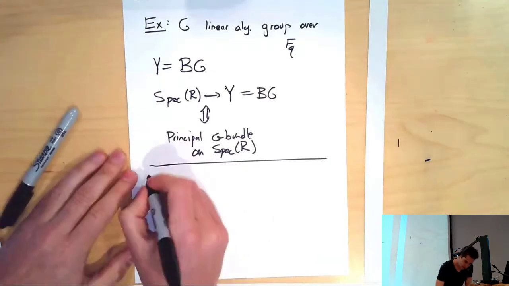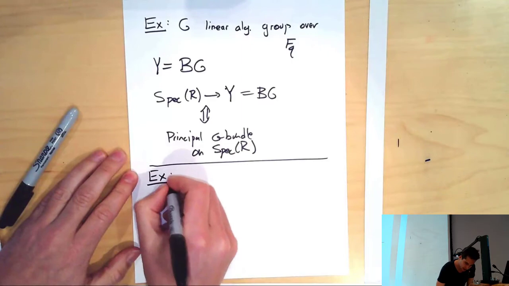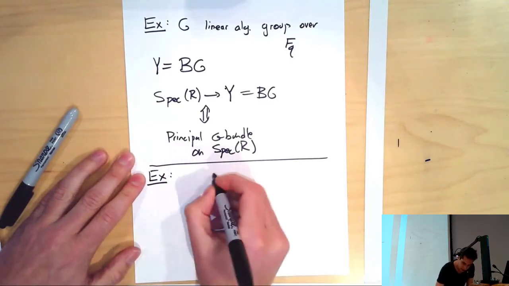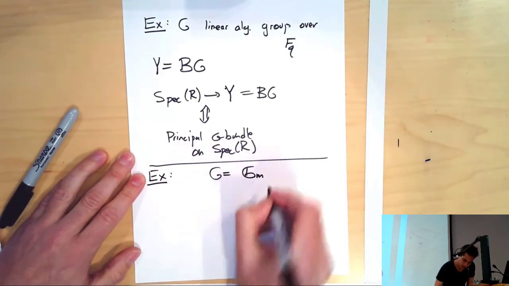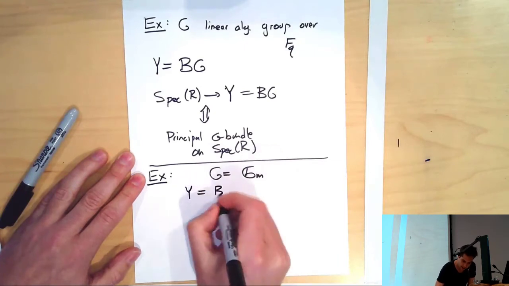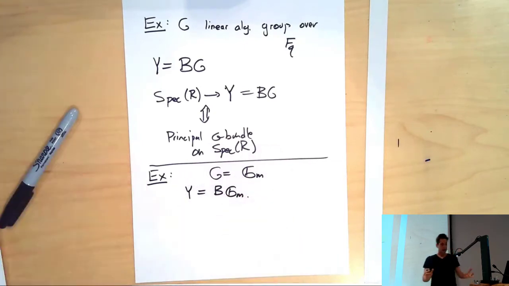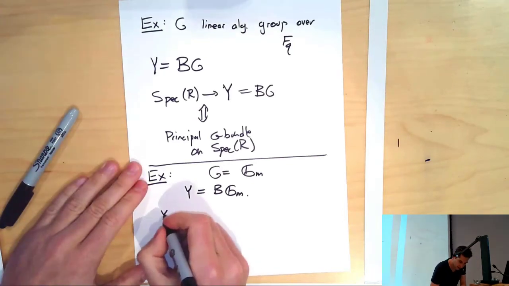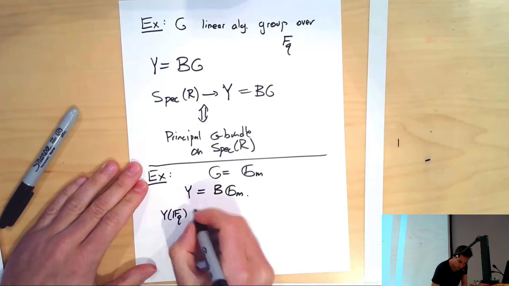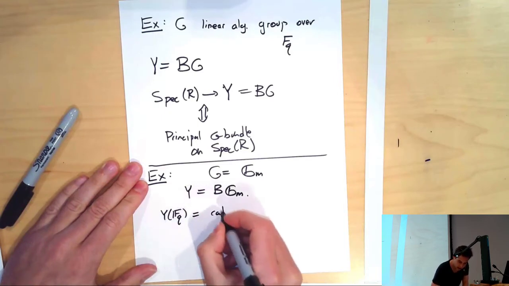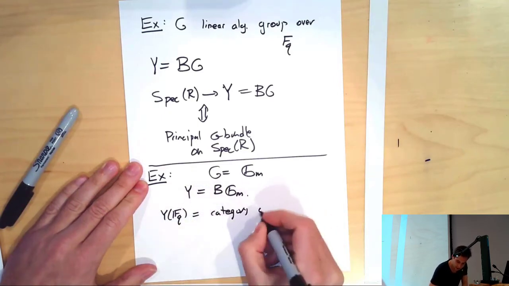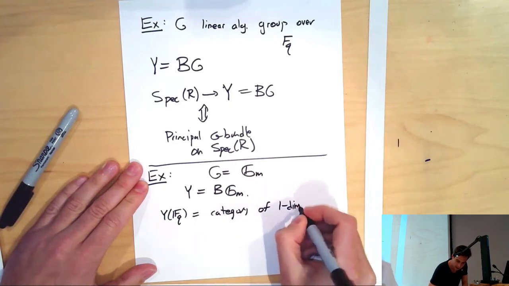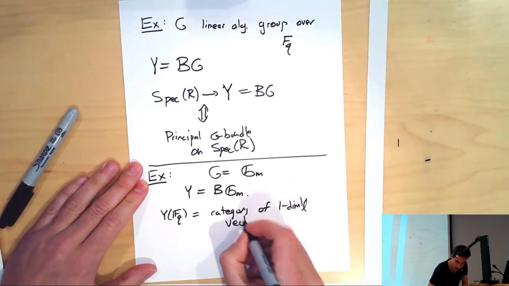So let's do an even more specific example. I'm going to take G to be the multiplicative group. So I'm going to take Y to be the classifying stack of the multiplicative group. That means that an R-valued point of Y is just an invertible R-module. And so what is Y(F_q)? This is the category of one-dimensional vector spaces over F_q.